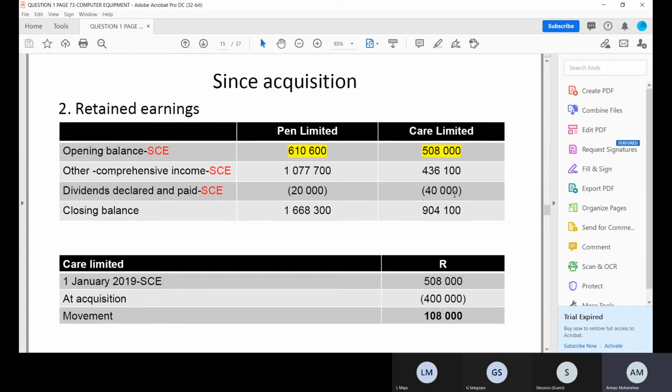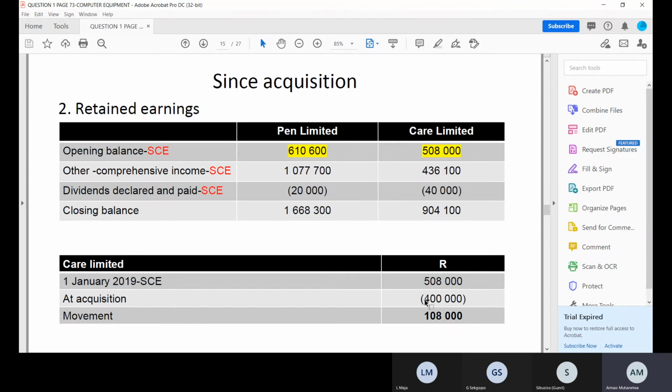Now, if it is not given and you're only given the closing balance, you must work it around. Look at class example 1 as to how we work around it. But in this case, it was fortunate. If you look at the statement of comprehensive income, 508,000 on the subsidiary as well as on the parent, this amount was provided. So here is the movement. Since acquisition, we're more interested in the movement. Initially, it was 400,000. Now it is 508,000. So there's a movement of 108,000 when it comes to retained earnings.